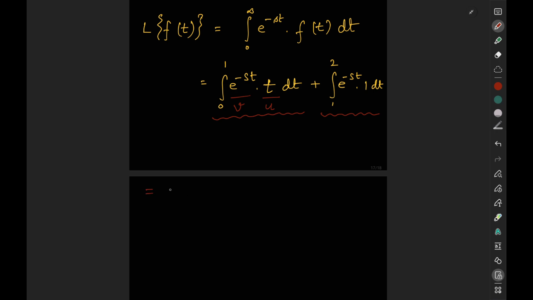So it will be equal to t into integration of e to the power minus st with limit from 0 to 1, minus integration from 0 to 1 differentiation of t into integration of e to the power minus st dt. And for the second function, it will become integration of e to the power minus st upon minus s with limit from 1 to 2.